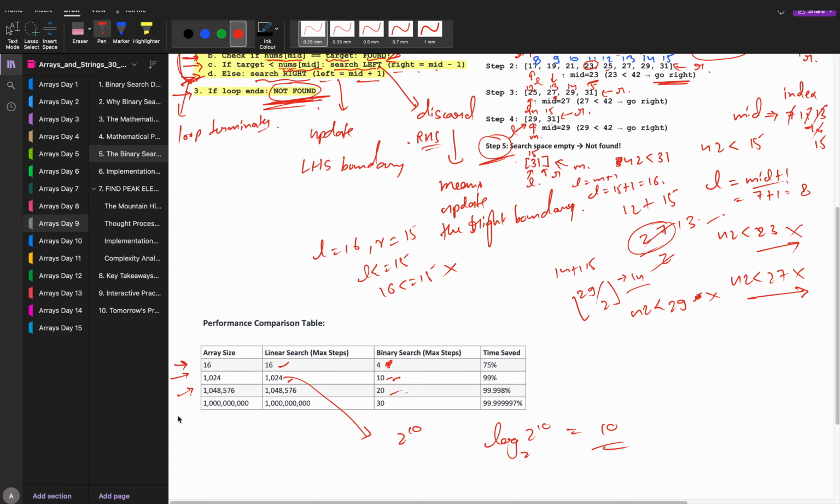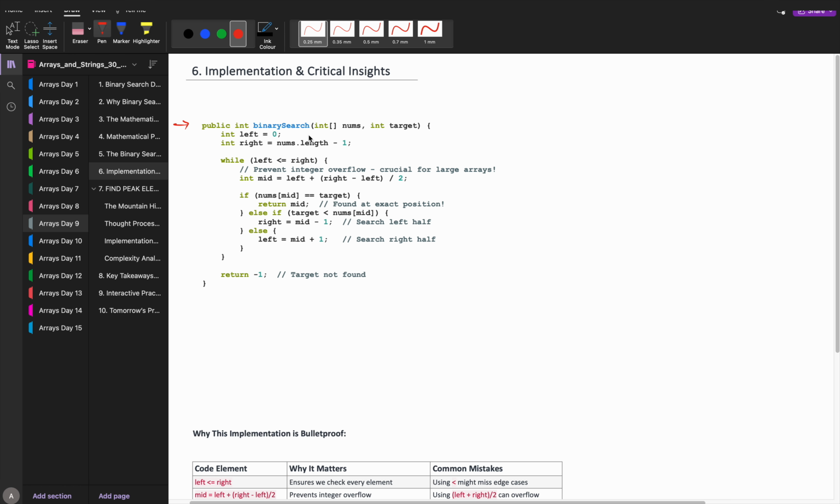Okay. And this much, what is it? It is 1 billion, you know, 9 zeros are there. So it will take only 30 steps. That's why it is magical, and that's why it is called lightning fast. Lightning fast as well. Okay, let's see in the implementation.